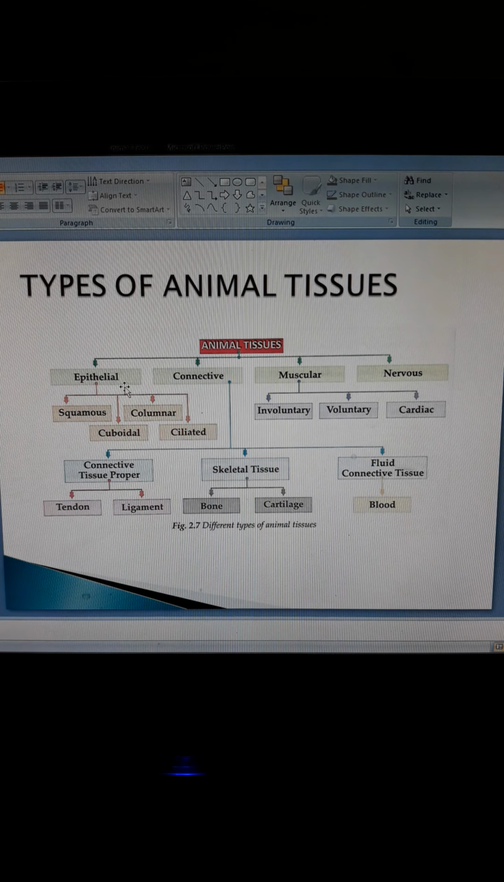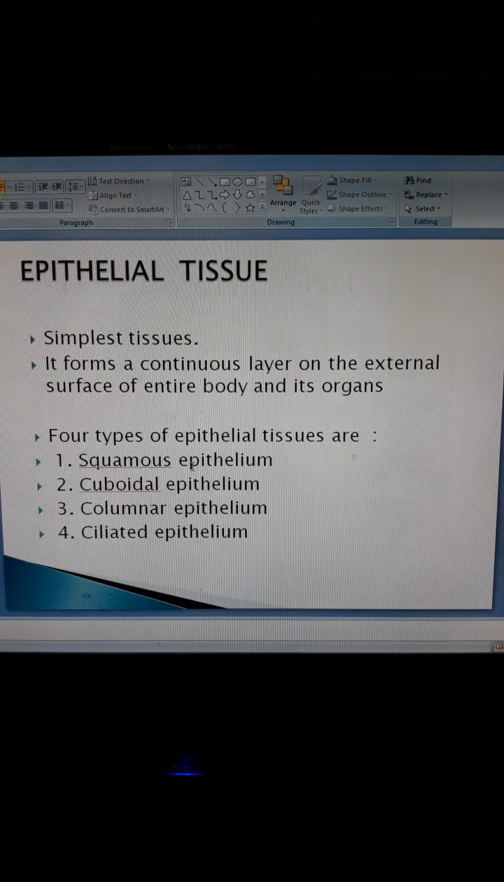Epithelial tissues are divided into squamous, cuboidal, columnar, and ciliated tissues. Connective tissues are further divided into connective tissue proper, skeletal tissue, and fluid connective tissue. Then muscular tissues are divided into involuntary, voluntary and cardiac, and nervous tissue as it is. We will see all these classifications one by one. First we start with epithelial tissue.